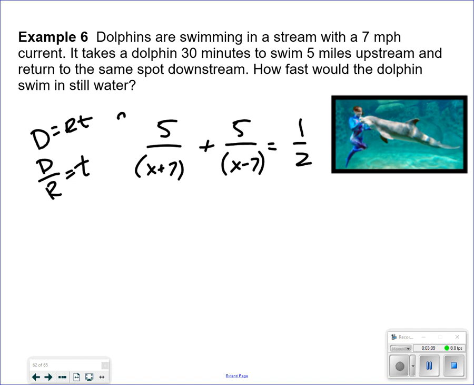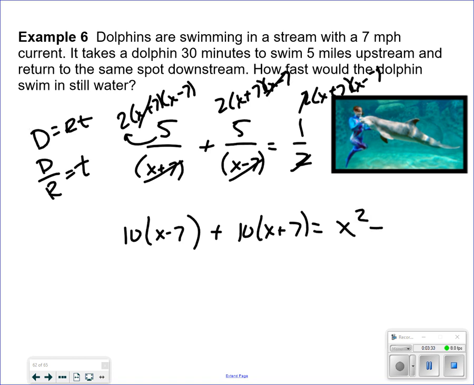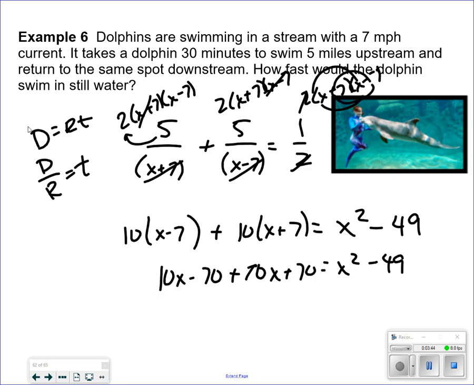Multiply everything by the common denominator. So I'm going to multiply everything by x minus 7 and x plus 7 and a 2. Cancel. X plus 7 cancels. I'm left with 5 times 2, which is 10, times x minus 7. X minus 7 cancels, so I get 10 times x plus 7. And the only thing that cancels is the 2. So I have x minus 7 times x plus 7. Distribute. And I know I went ahead and foiled this already. The minus 70 and the plus 70 are going to cancel.